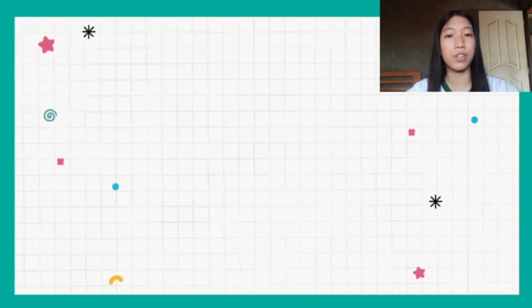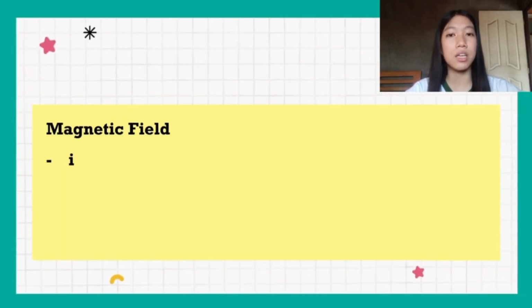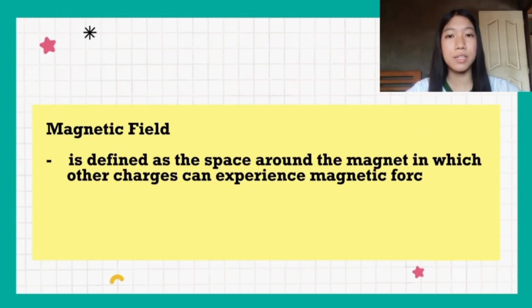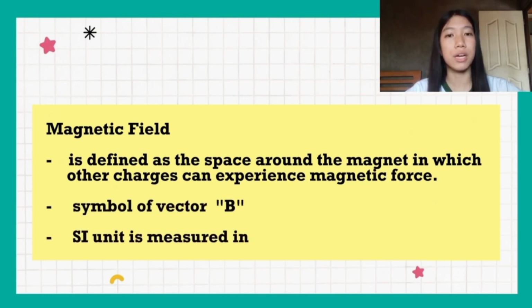Hence, we have the amazing phenomenon of aurora or the northern lights. To put it simply, a magnetic field is defined as the space around the magnet in which other charges can experience magnetic force. It is symbolized by a vector B, and its SI unit is measured in T for Tesla or Newton per ampere meter.